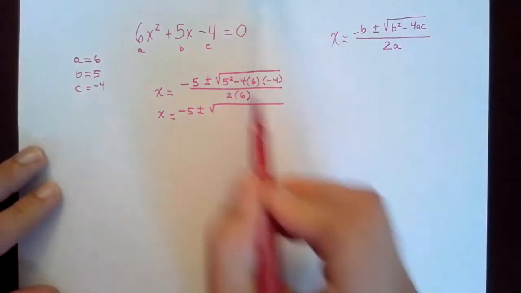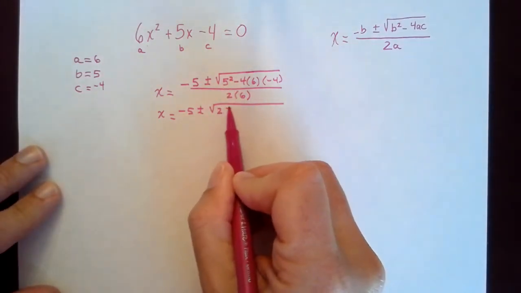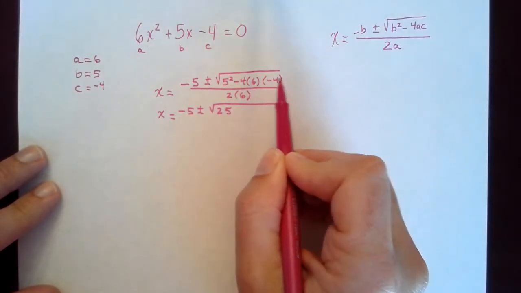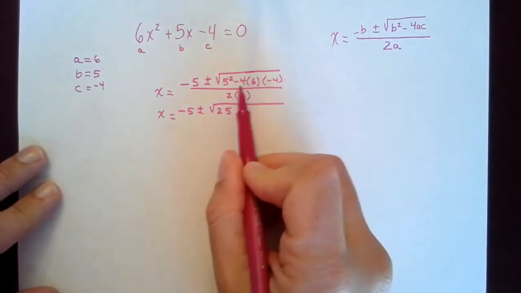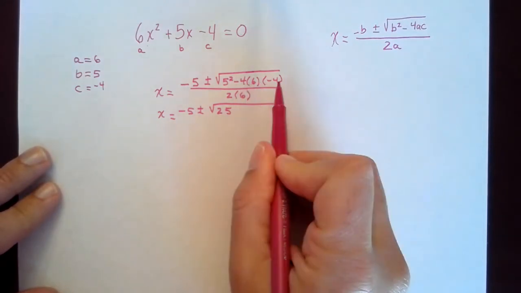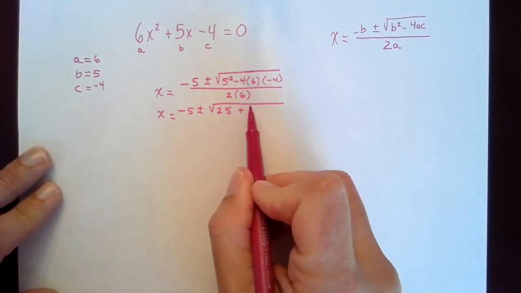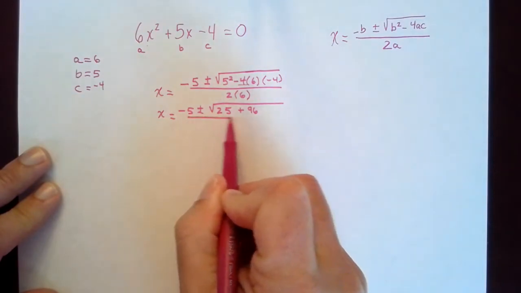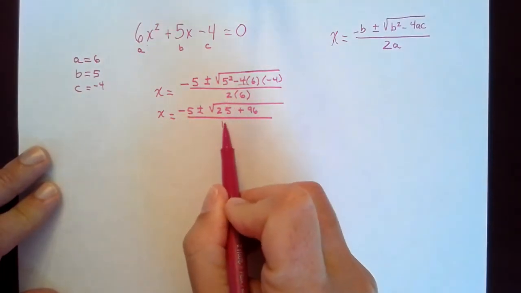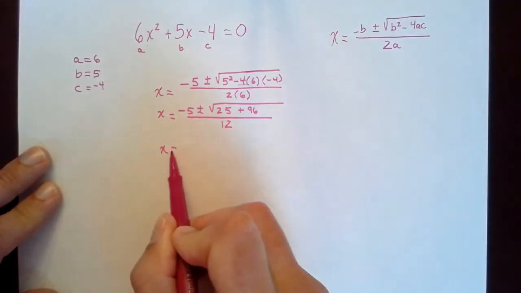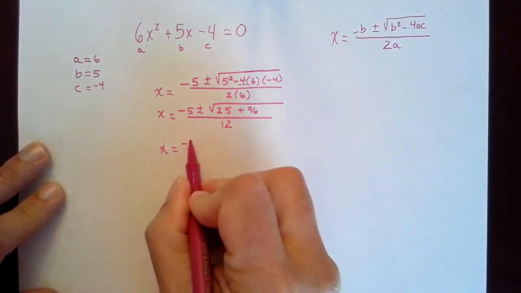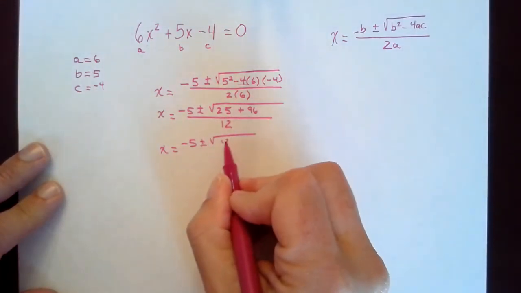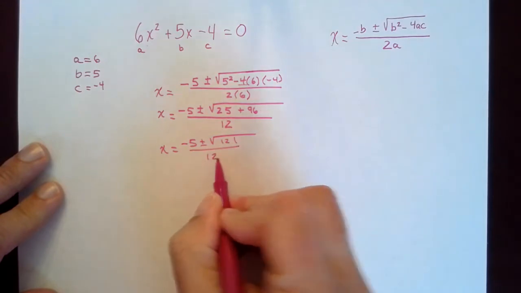Now comes the time where I can do some math. I know 5 squared is 25. And now I have a negative 4 times a 6 times a negative 4. That's negative 24 times negative 4, which ends up being plus 96. So this is equal to positive 96. And all of that is divided by 2 times 6, or 12. All right, again, I'm just going to continue simplifying this. Negative 5 plus or minus the square root of 25 and 96 makes 121 divided by 12.